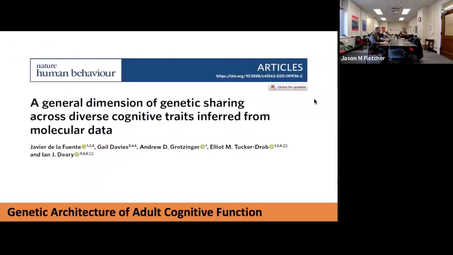Now I would like to present some of my recent publications applying genomic SEM to the study of cognitive function and dementia. This first paper was published in 2021, I think, in Nature Human Behaviour, and it is the first formal investigation of the multivariate genetic architecture of human cognition using molecular genetic data. For this study, we used genome-wide data from UK Biobank for 7 cognitive tests covering diverse cognitive abilities and processes. And we investigated the pattern of genetic sharing among these 7 cognitive tests.